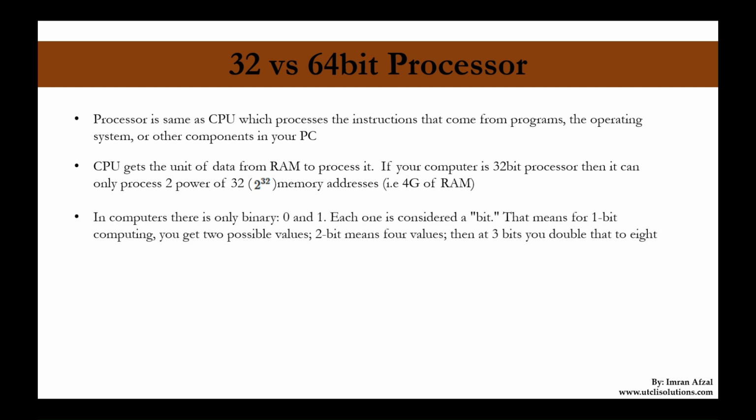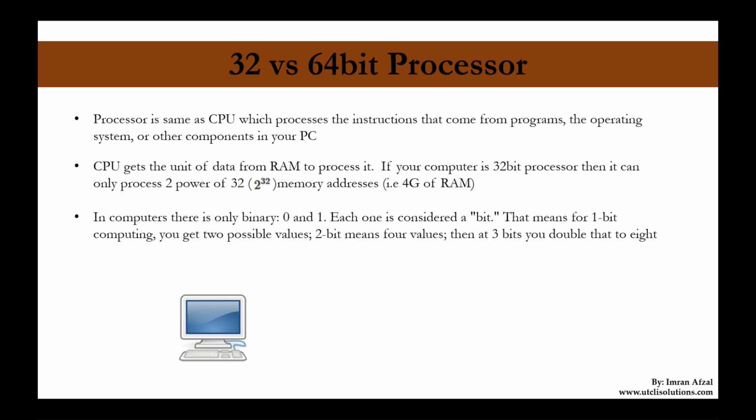All right. Now, in computers, there is only binary. We know that. It's only 0 and 1. Each one is considered a bit. That means for 1 bit computing, you get 2 possible values. 2-bit means 4 values. Then at 3 bits, you double that to 8. All right, let me put it in a graphical way. So the picture speaks 1,000 words, right?